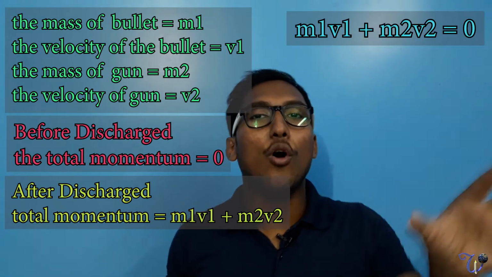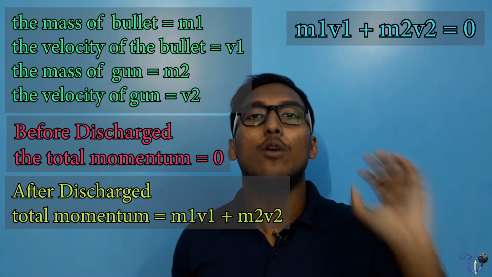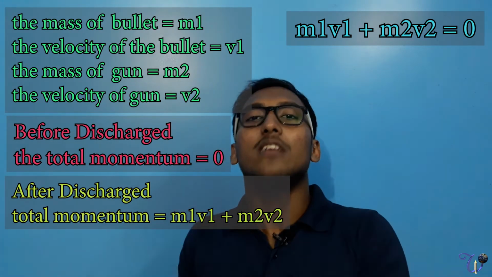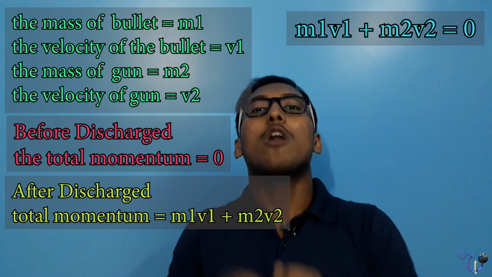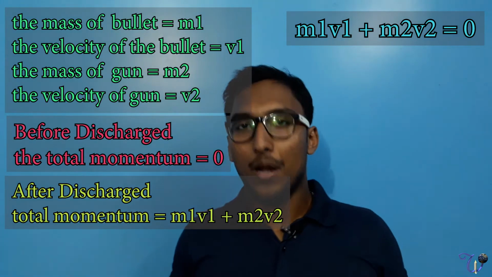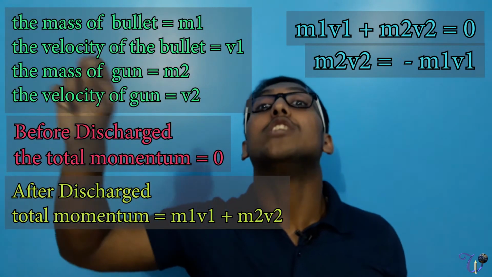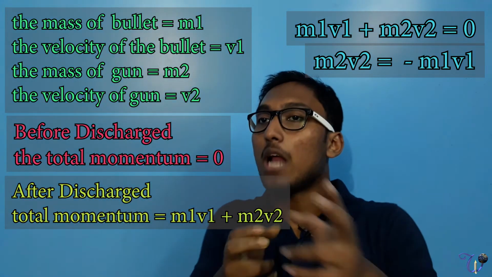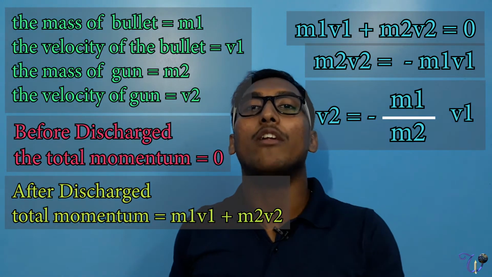So that means 0 is equal to m1 v1 plus m2 v2. Here 0 is the previous momentum, before the gun is discharged. And after the discharge, the momentum will be m1 v1 plus m2 v2. Now here v2 is the velocity achieved by the gun at the time of shooting. So v2 is called the recoil velocity of the gun.